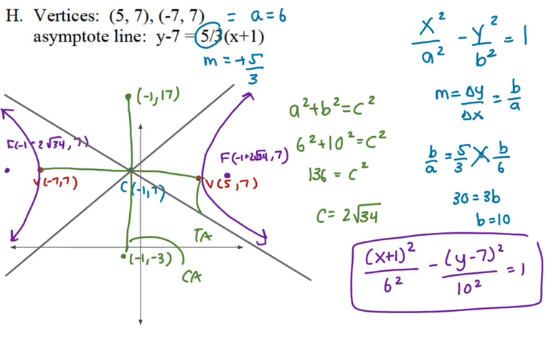And then eccentricity, the last thing, is c over a. So we are going to simplify that. That is going to become root 34 over 3.